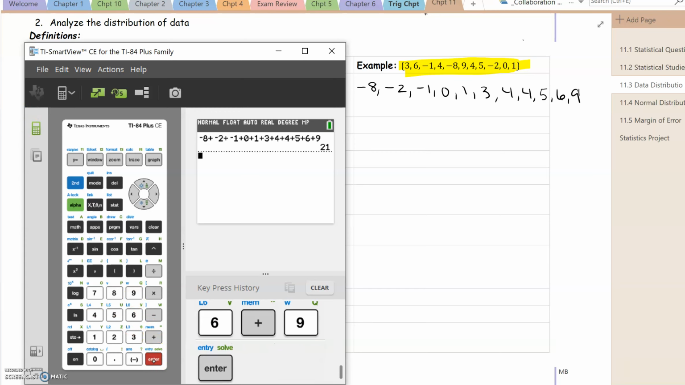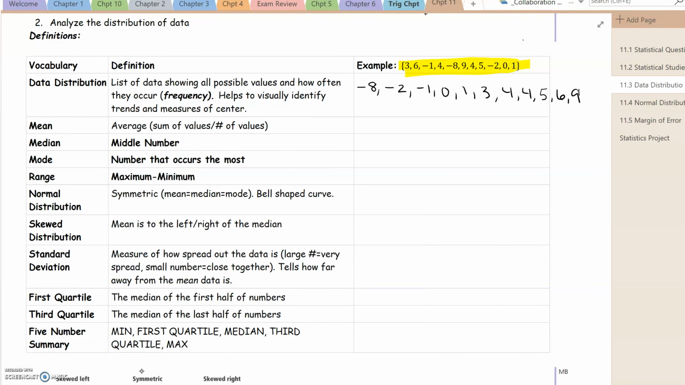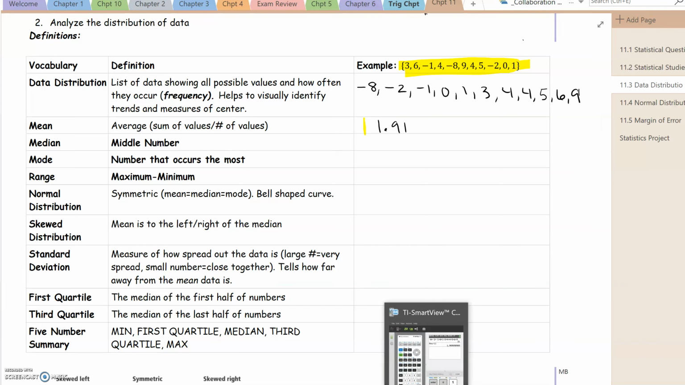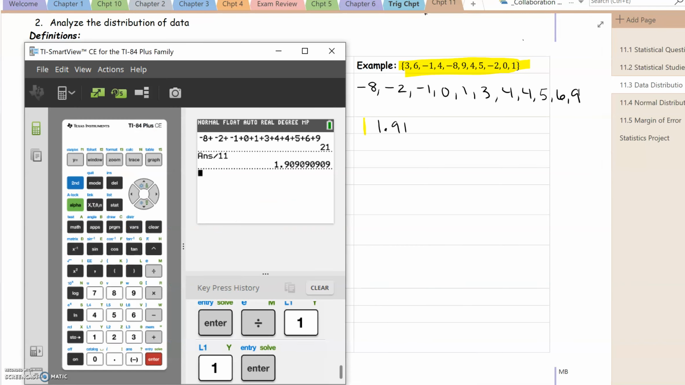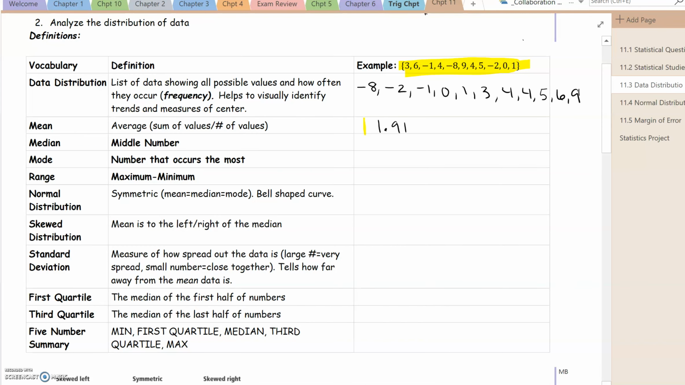We get 21, and there are 1, 2, 3, 4, 5, 6, 7, 8, 9, 10, 11 numbers here. So I'm going to divide by 11. My mean of this data, when I add up all my numbers and divide by 11, is 1.91. I'm going to write 1.91. You can see my work on my calculator, so I'm not going to write it on our screen.